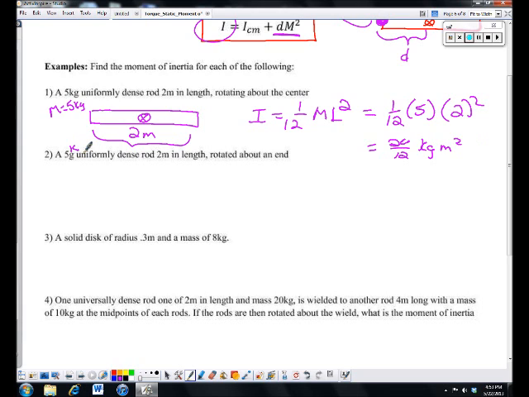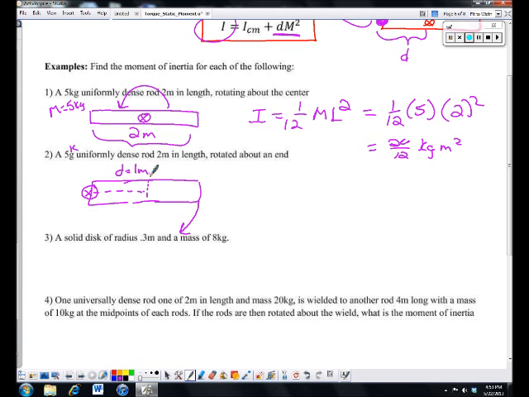A 5 kilogram uniformly dense rod, 2 meters in length, rotated about an end. So now I'm shifting my rotation. Instead of rotating at the center like I did in part A, now I'm moving my center of rotation to an end. So now I'm rotating like this. The whole thing is swinging all the way around. What's important though is that this distance d equals 1 meter.